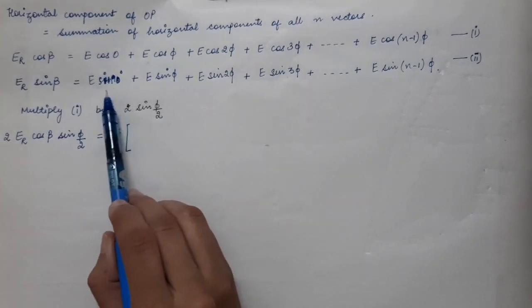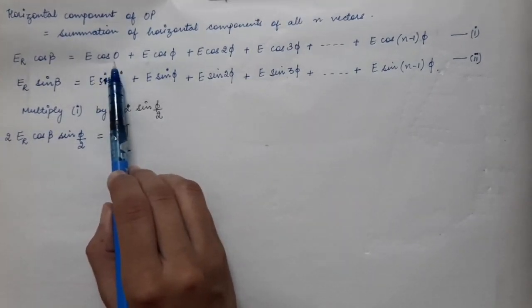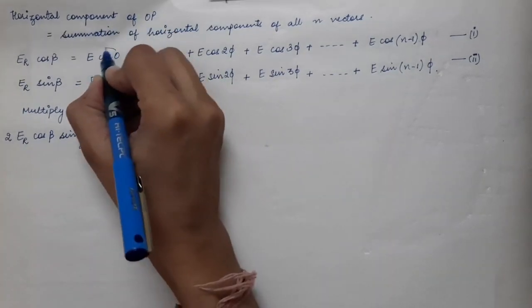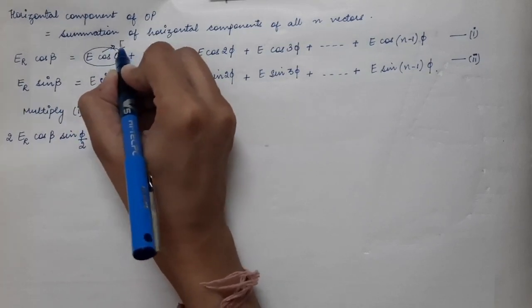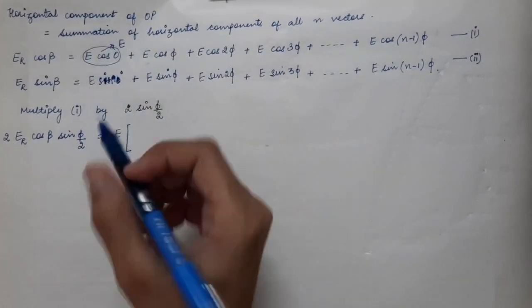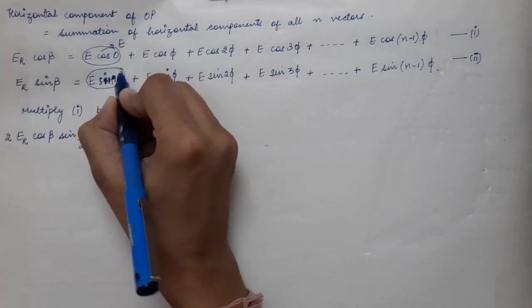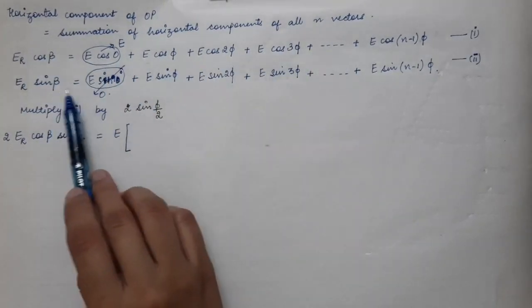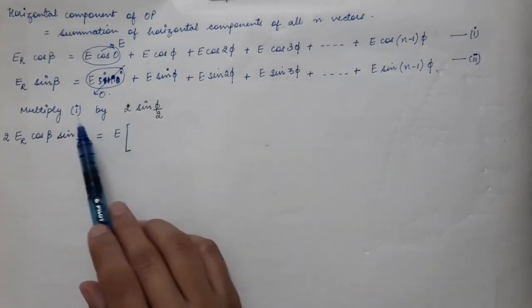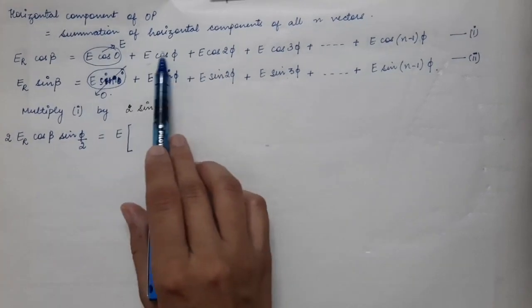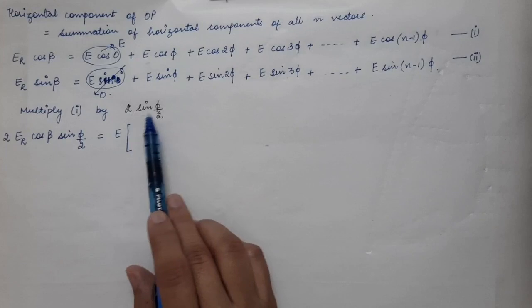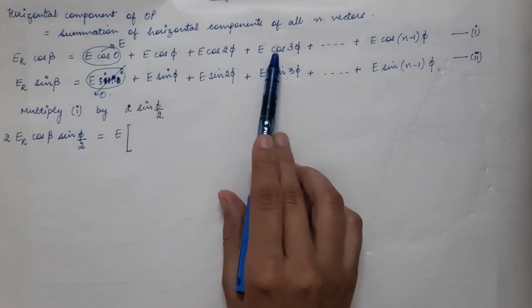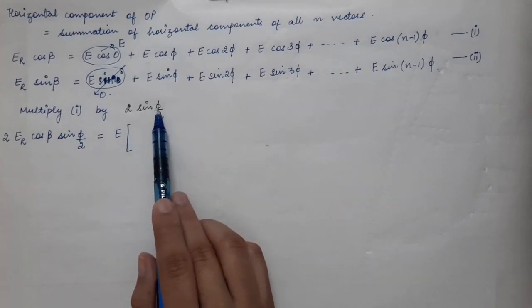So this first term over here, cos 0 is nothing but 1, so this will be just equal to E. Then E sin 0 is nothing but 0, so this component will be equal to 0. So this is the first equation and this is the second equation. First of all, we will multiply the first equation, that is this equation, with 2 times sine phi by 2. You have to remember that you have to multiply the first equation by twice of sine phi by 2.